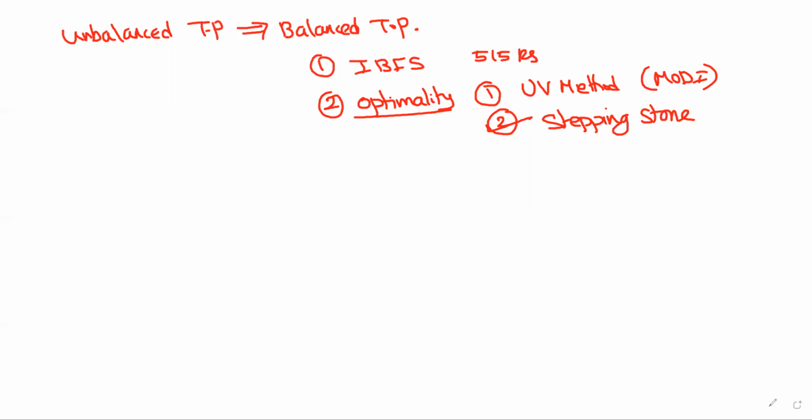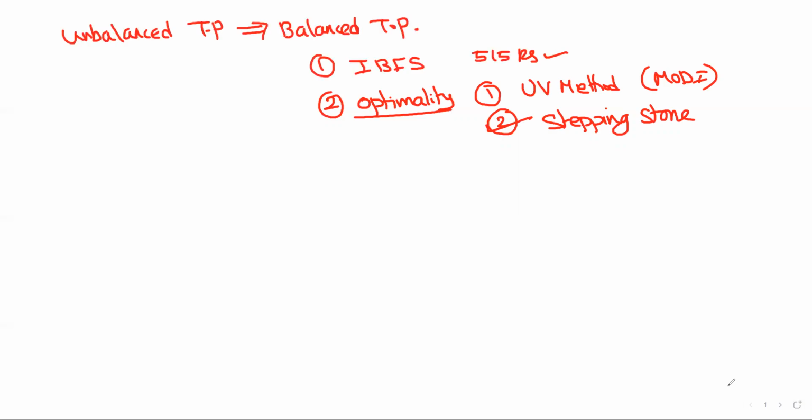Last problem, we already have the final table. I'm going to write the table once again. In the last class, we converted the unbalanced problem to a balanced transportation problem. Then we found the initial basic feasible solution by VAM. We got 515 rupees. Now we have to do the optimality test. Before that, I'm going to copy the previous table.